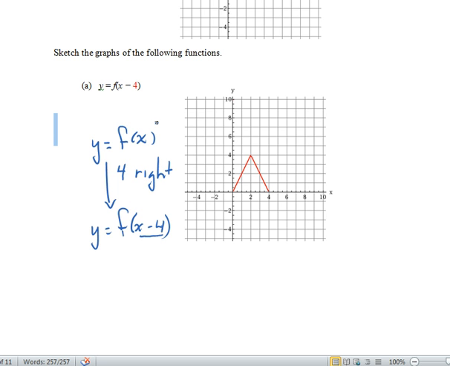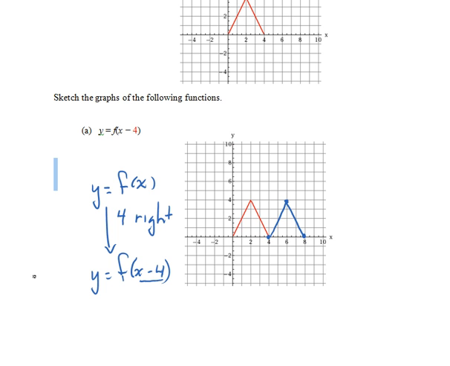It looks for its values at the left. So (0, 4) will move to (4, 0). (2, 4) will move to (6, 4). And (4, 0) will move to (8, 0). The blue graph is y equals f of x minus 4.